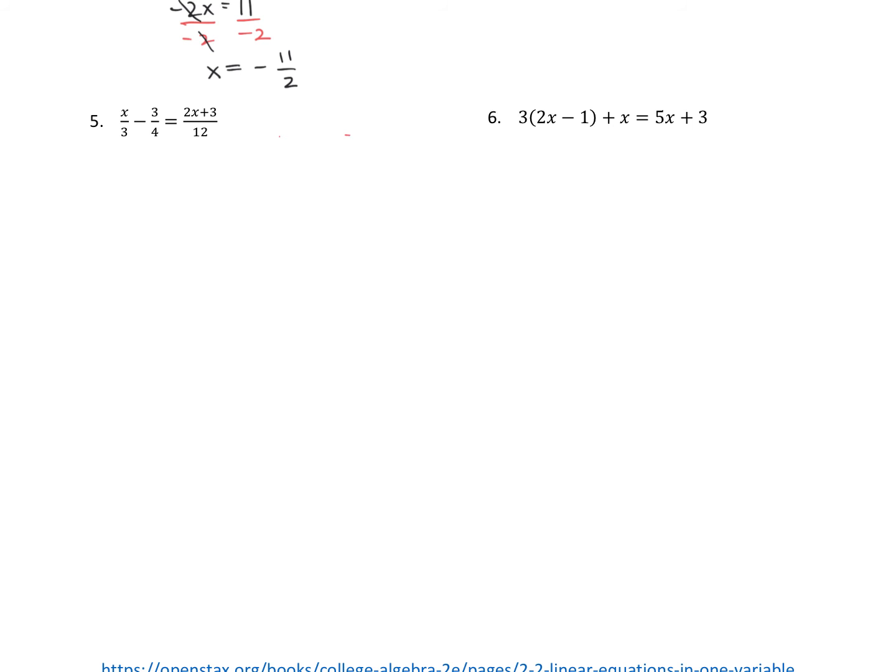In order to get it to be a 12, I can multiply by 4. Whatever I do to the bottom of that fraction, I need to do to the top of that fraction so that it's an equivalent fraction.